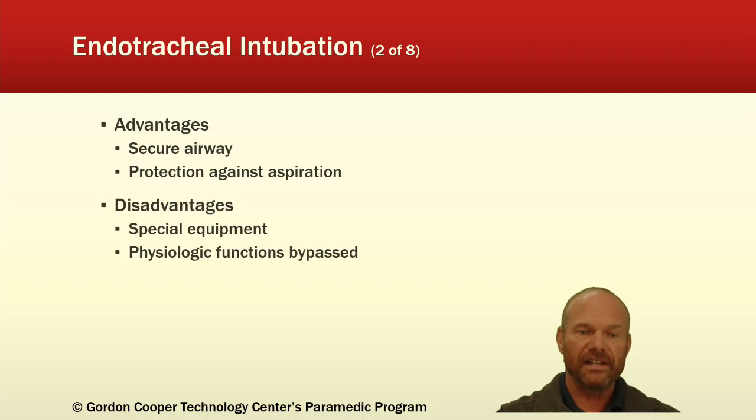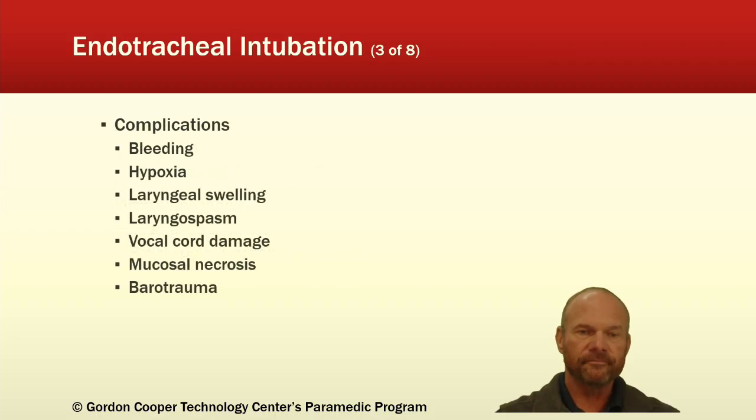Now, it does have some disadvantages. It requires some special equipment like a laryngoscope, a tube, a suction device, all of those things that we've talked about. And by bypassing the upper airway, it eliminates the body's natural physiological functions like warming up the air, humidifying it, filtering it. So there are a few small disadvantages. However, it is what it is. Complications include bleeding, hypoxia, laryngeal swelling, laryngospasm, vocal cord damage, mucosal necrosis, and barotrauma.